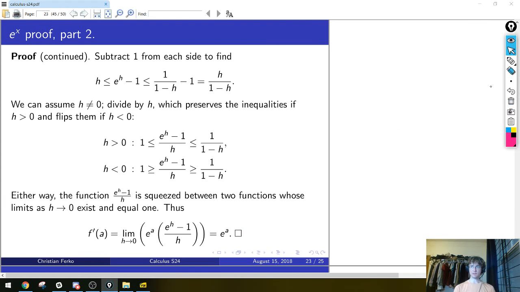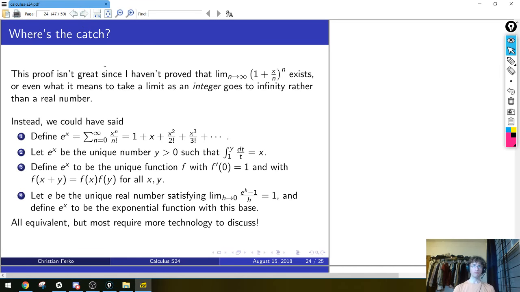A couple slides left. This is just kind of meta commentary about other ways we could have done it. So as I've emphasized before, I haven't proved this limit exists. I haven't told you about what it means for an integer index to go to infinity. So we'll have to fix that eventually. But now is not the time. What are other ways you could do it?